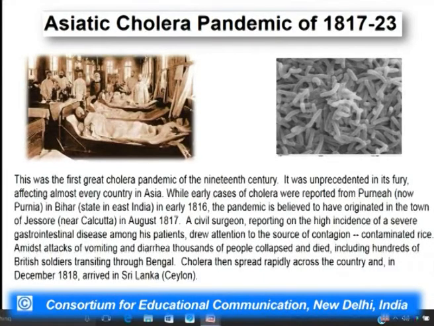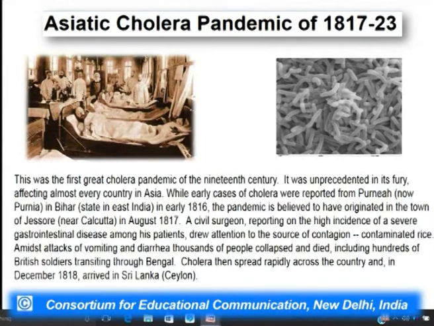After that, there was the pandemic of Asiatic cholera in 1817 to 1823. This was the first great cholera pandemic of the 19th century. It was unprecedented in its fury, affecting almost every country in Asia. While early cases of cholera were reported from Purnia, that is in Bihar right now, in early 1816, the pandemic is believed to have originated in the town of Jessore near Calcutta in August 1817.